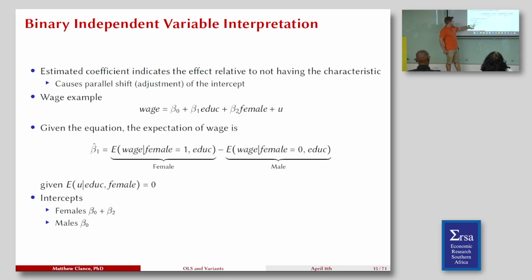In terms of the intercepts, for females the outcome is beta naught plus beta 2. For males, it is just beta naught. So once we have this outcome for males, the question is whether the impact of being female decreases or increases the effect on wages.